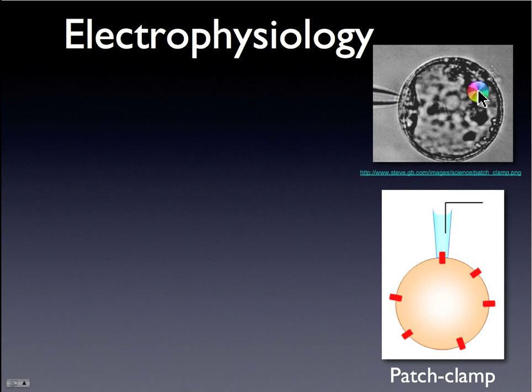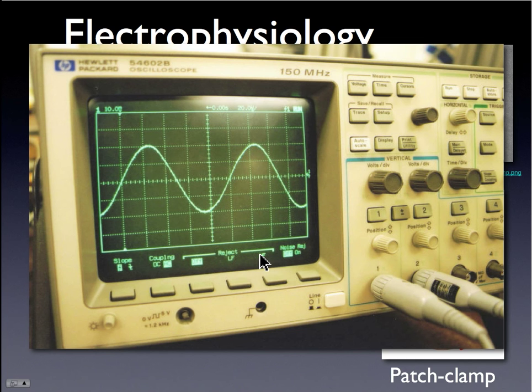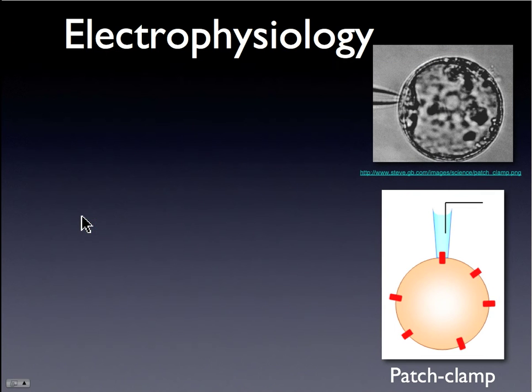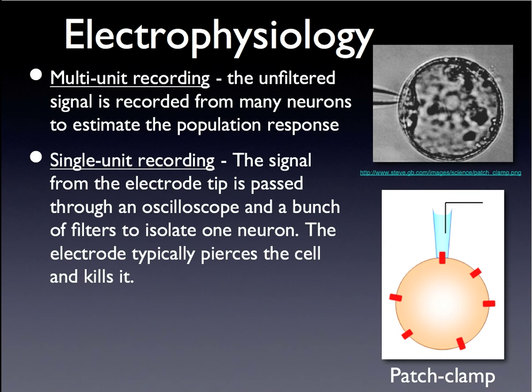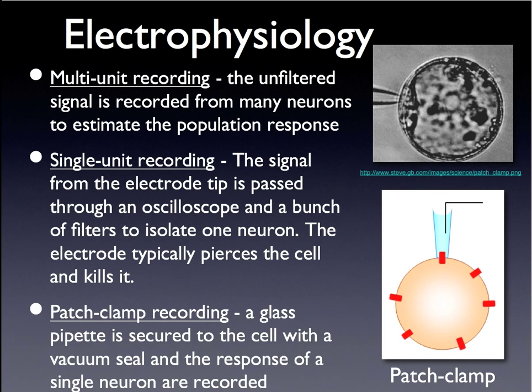You get this glass pipette, and it's pressed right next to the cell wall, and it forms a little vacuum that allows you to record the electrical potentials inside that. And then those electrical potentials show up as a waveform on an oscilloscope, and you can isolate a single waveform, and then you know you're recording from a single neuron. It's pretty magical stuff. So normally we do multicellular recording, which is recording from many cells at once, but single unit recording is what I just described there, where you can look at one neuron at a time.